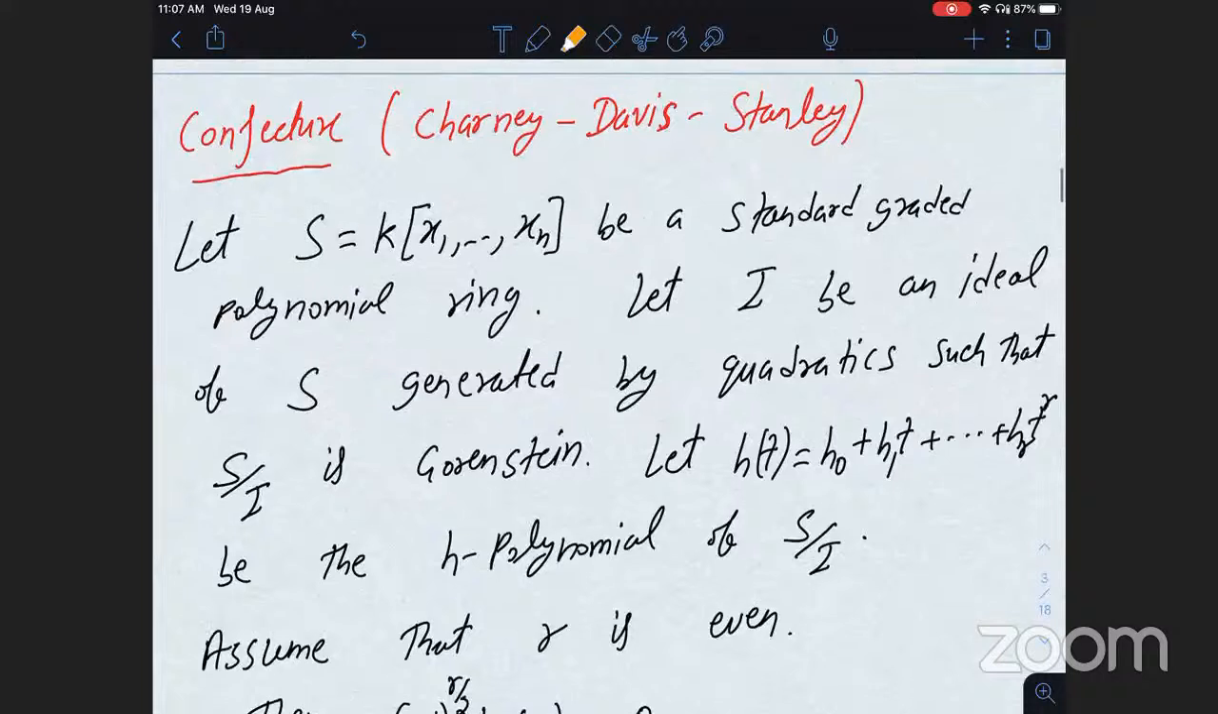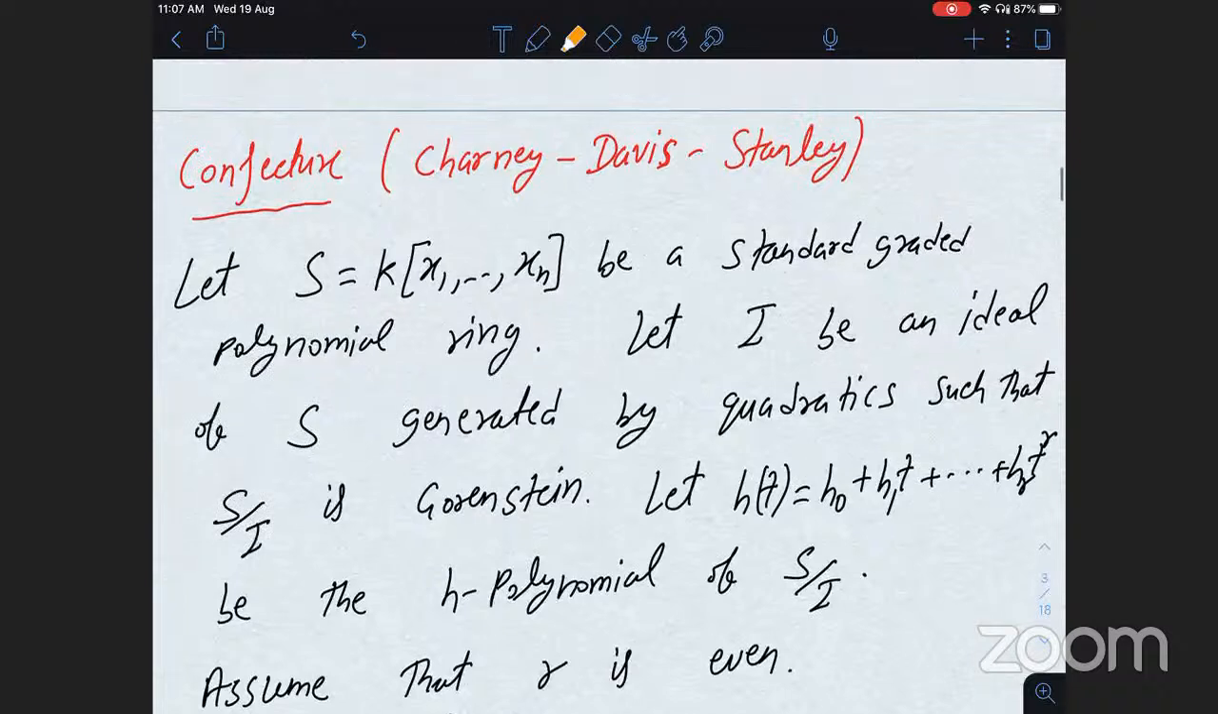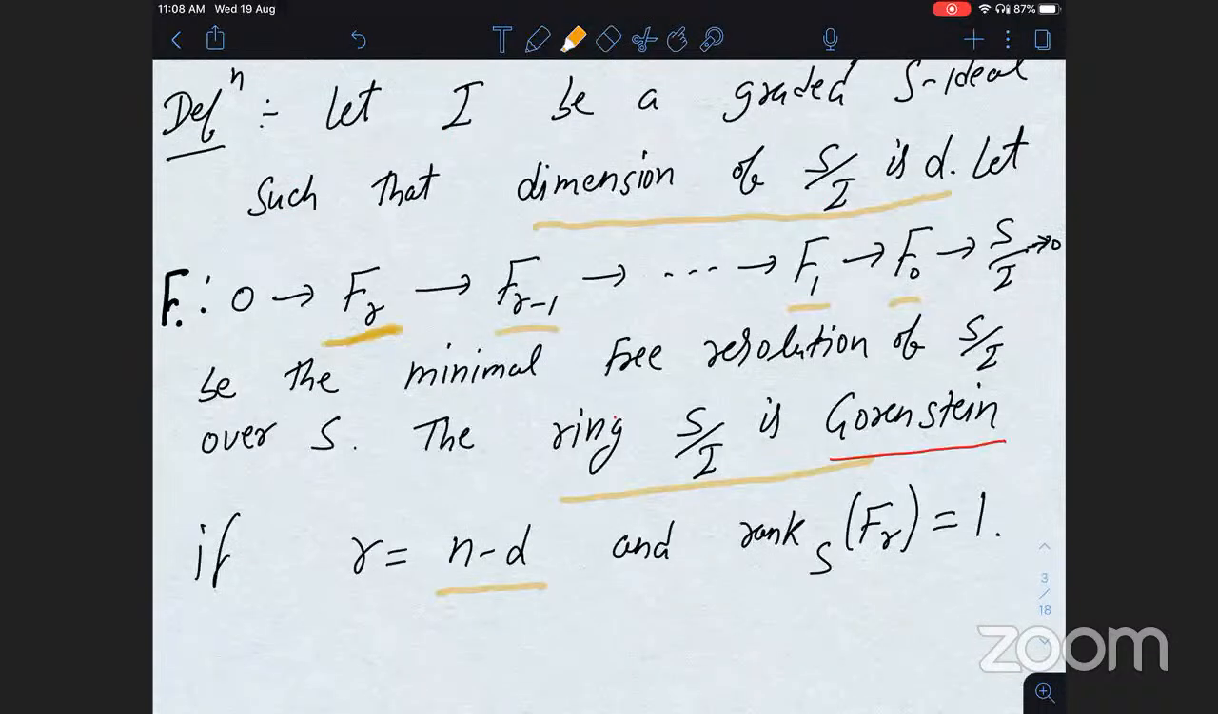Okay. One person asked what minimum free resolution is. So, can you say a few words? Yeah, fine. So just say what is a free resolution.